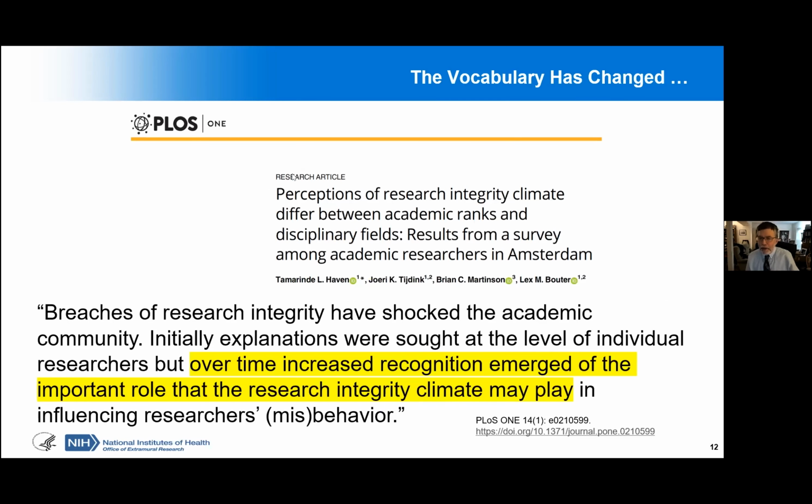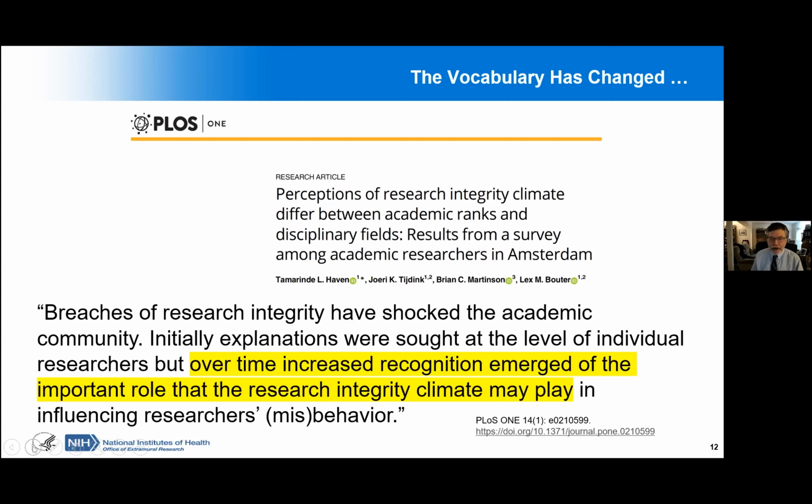I think one of the key points here is that over time, as we have evolved from Darcy to Potti to Anversa and the Duke settlement, the vocabulary has changed. This is a very interesting paper that was published maybe a couple of years ago now: "Perceptions of research integrity climate differ between academic ranks and disciplinary fields." There's some fascinating work here and fascinating data about how various instruments were used to measure what you might call the research integrity climate. This is now something that can be quantified or semi-quantified.